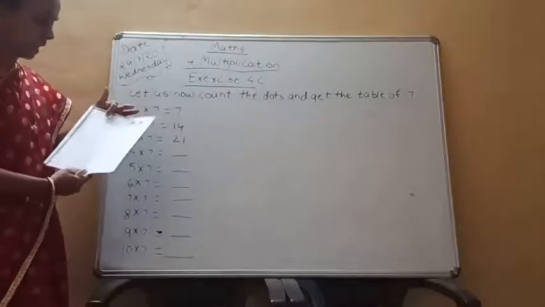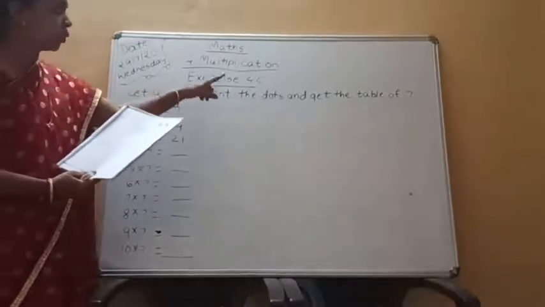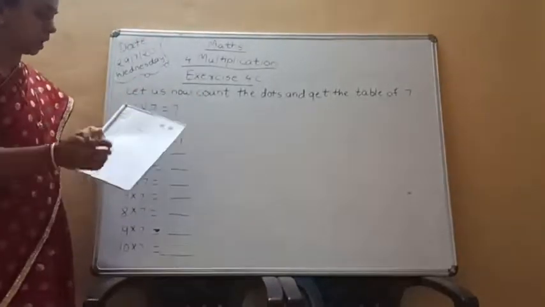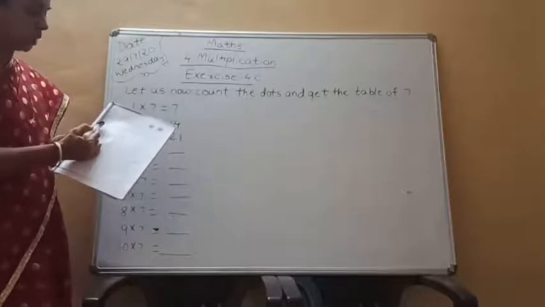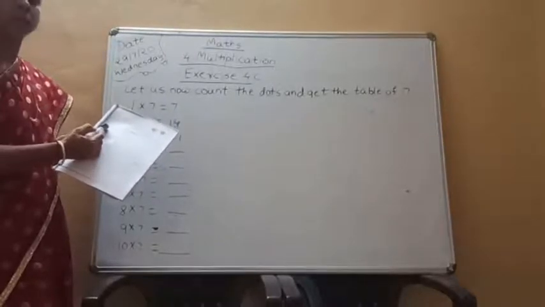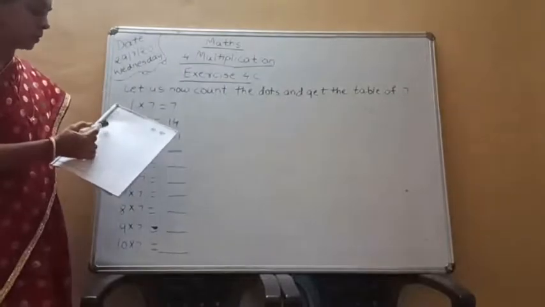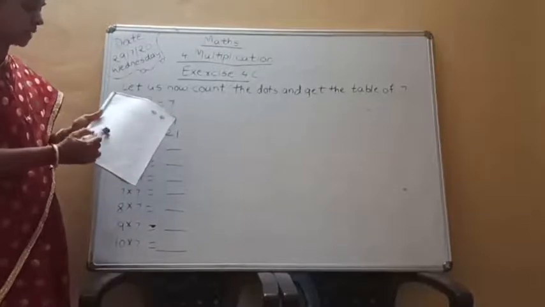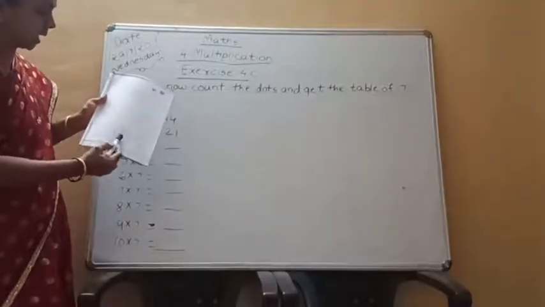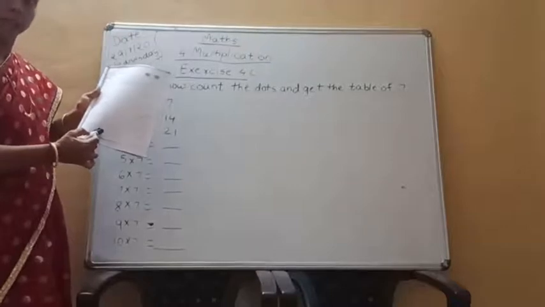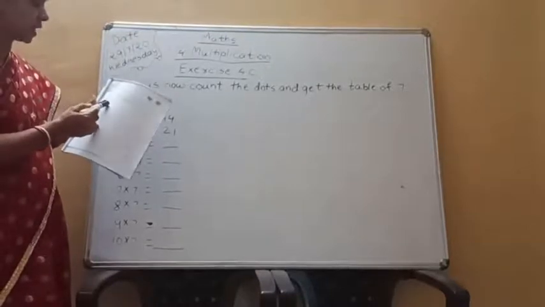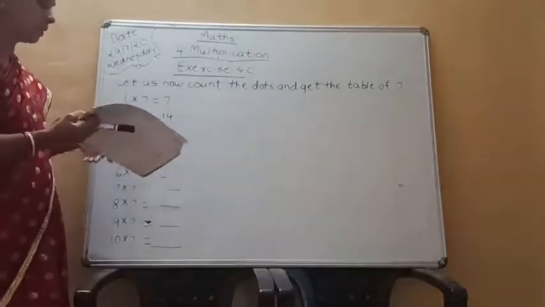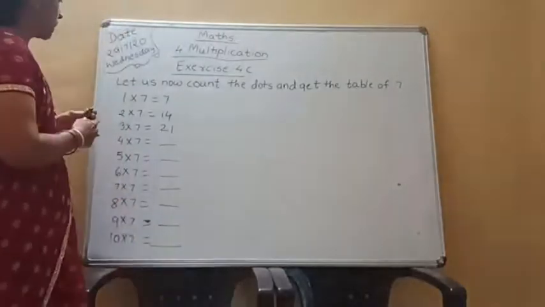Now see page number 51, exercise 4C. Let us now count the dots and get the table of 7. Now see in this box 1 2 3 4 5 6 7. How many dots are given? 7 dots are given. So 1 box, 2 box, 3 4 5 6 7 8 9 10. So 1 to 10 boxes are given. In each box how many dots are given? 7. Okay, so in this way we have to complete the table of 7. So we will solve the table of 7 now.